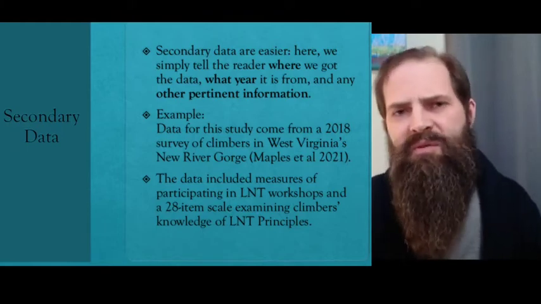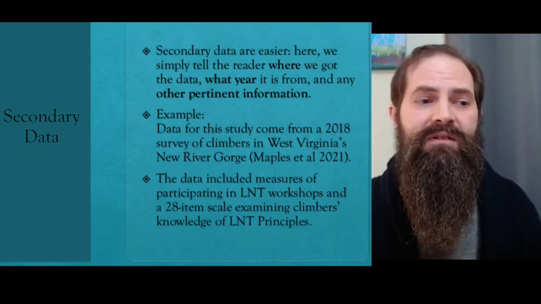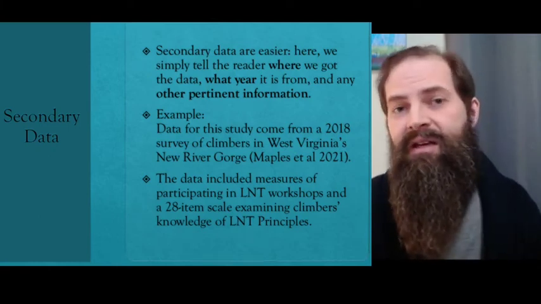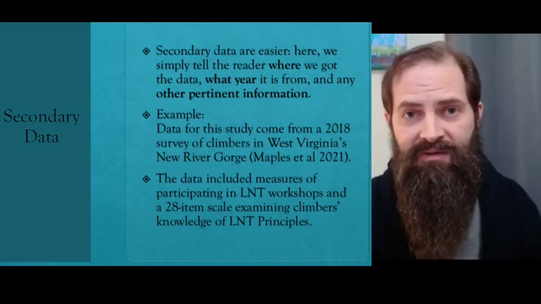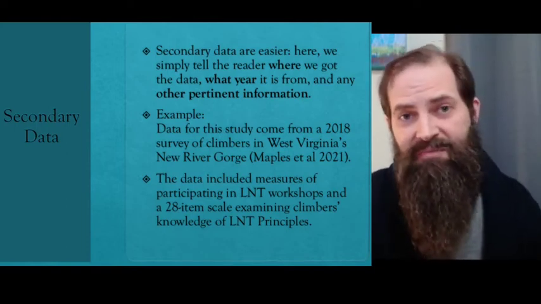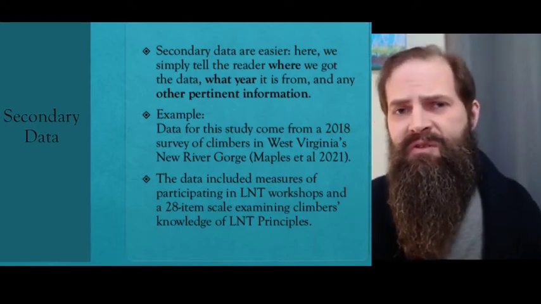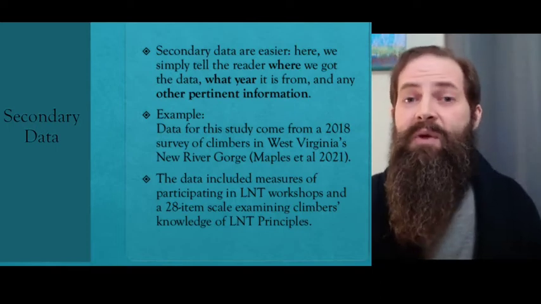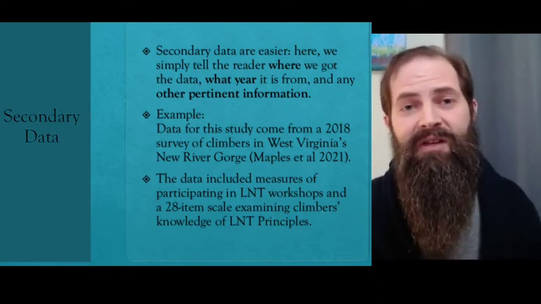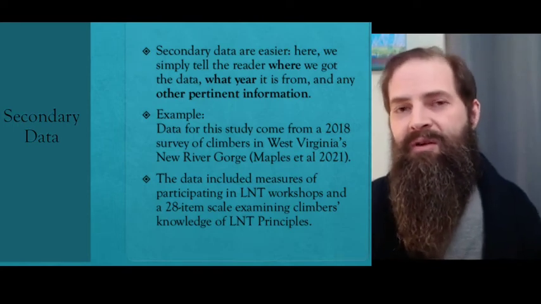Now, a really good example of secondary data would be something like the Census Bureau, American Community Survey data, Fact Finder data, the GSS, and more. You're simply going to tell us the name of the data source, the year that it comes from, and also give us a sense of what variables you're going to be working with from that data set. So we can understand that if we needed to replicate it, we could go into that same raw data set and pull out those same variables.